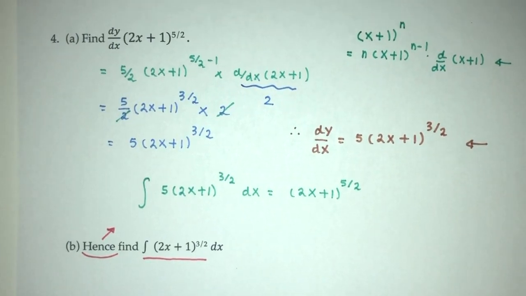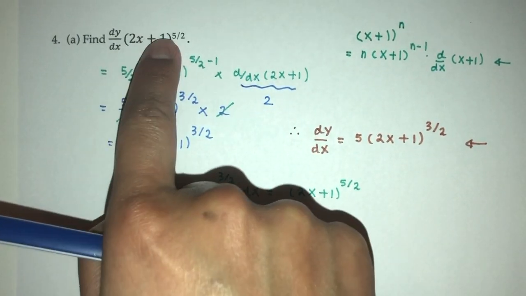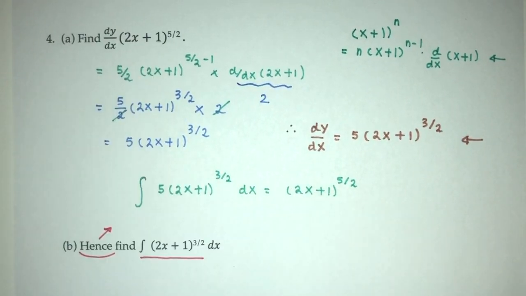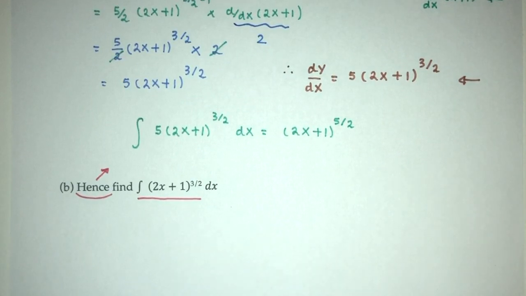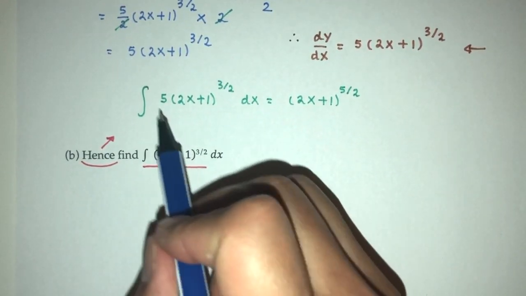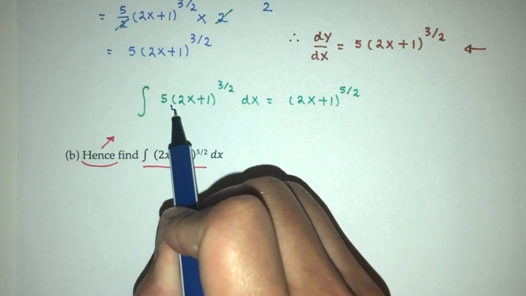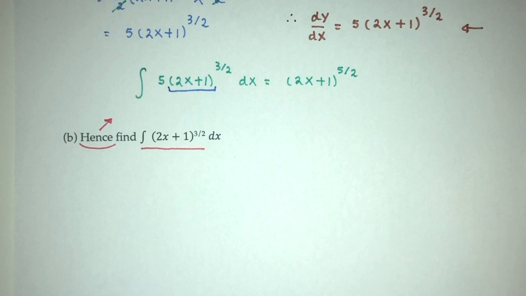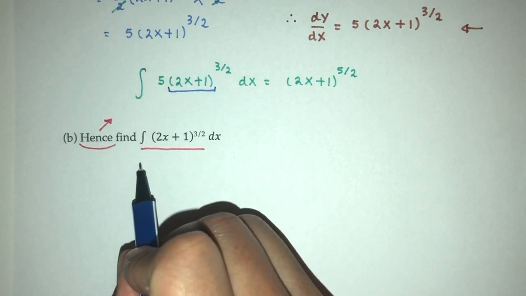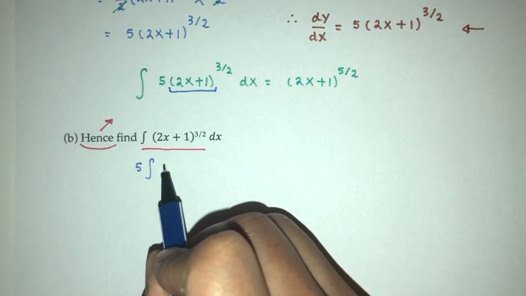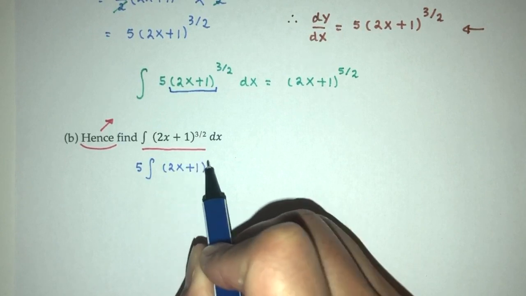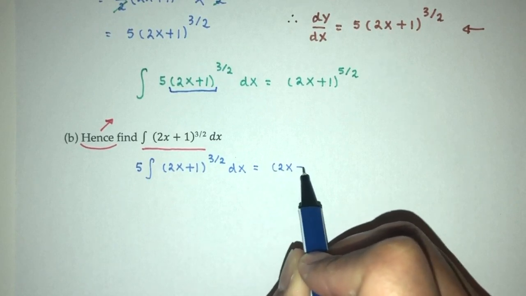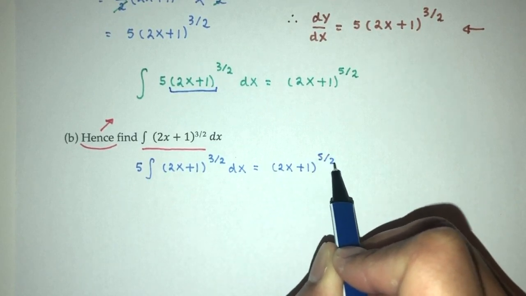So that is what we say: integration is a reverse process of differentiation. When you differentiate something, you get this. Now when you integrate this, you get back the initial value. So that's what we have to understand to solve this question. Now, if you observe, we only care about this value right here. So we don't need the 5. Pretty easy, because 5 is only a multiple. We can take out the value of 5, so 5 will be outside. You will have (2x plus 1) to the power 3 over 2 dx is equal to (2x plus 1) to the power 5 over 2.